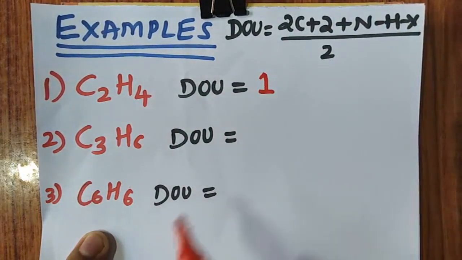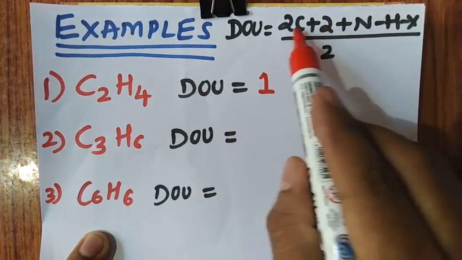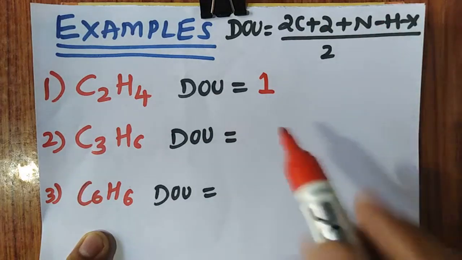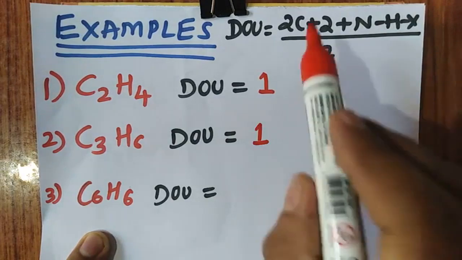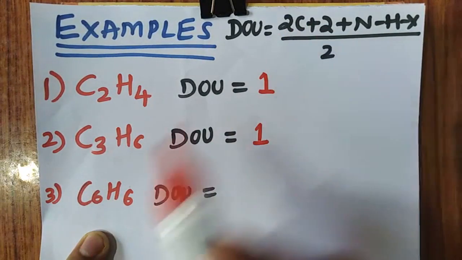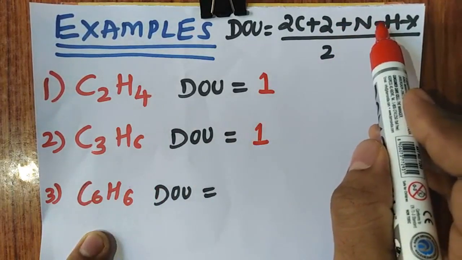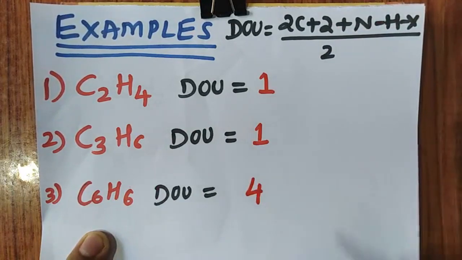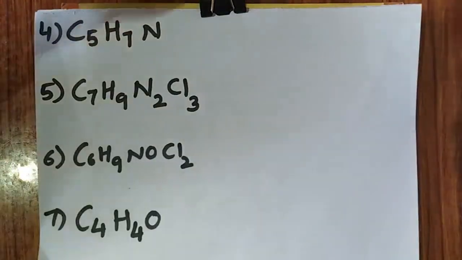Then C3H6. 3 times 2 is 6, plus 2 is 8, minus hydrogen 6, that is also 2, divided by 2 is also equal to 1. Then C6H6: 2 times 6 carbon is 12, plus 2 is 14, 14 minus 6 hydrogen is 8, divided by 2. The degree of unsaturation for this is equal to 4. We will see some more examples.